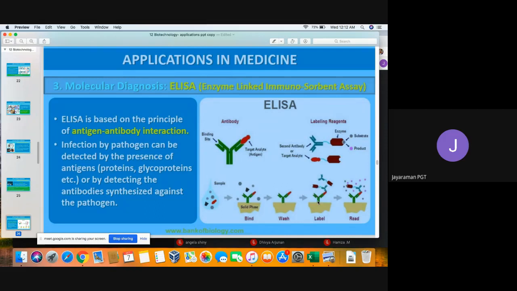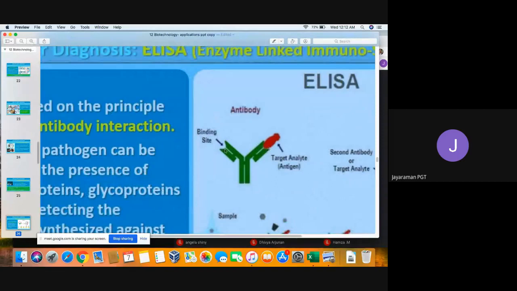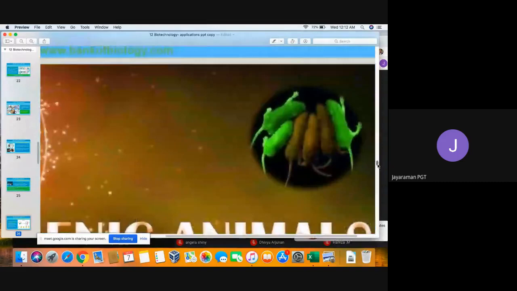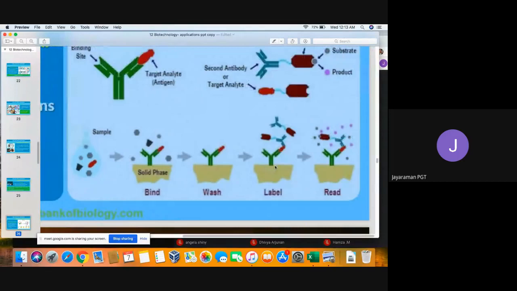So now the enzyme is attached. Excess unwanted things will go, and only this will be attached with the plate. Then you add a particular substrate for this enzyme. After washing, what happened? The three things are bound together: antigen, antibody, and enzyme. So the enzymes are linked.